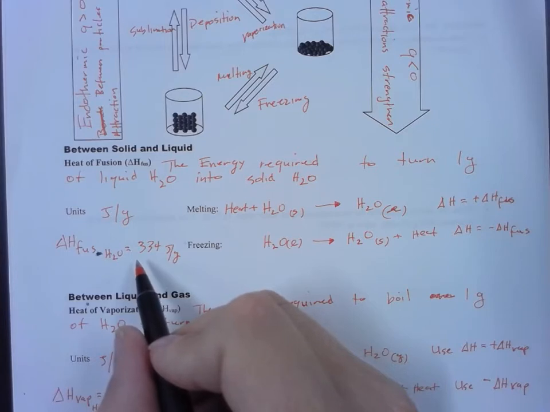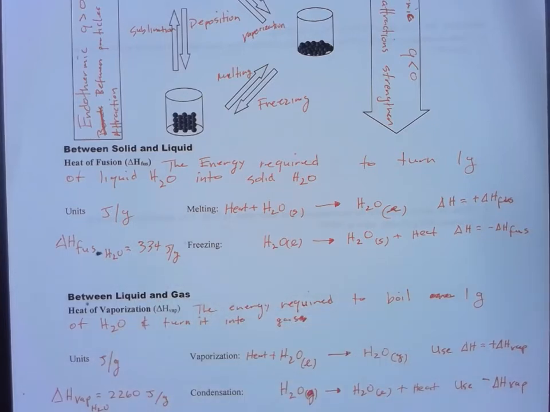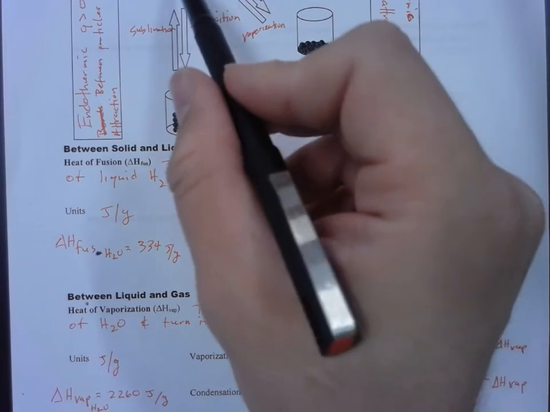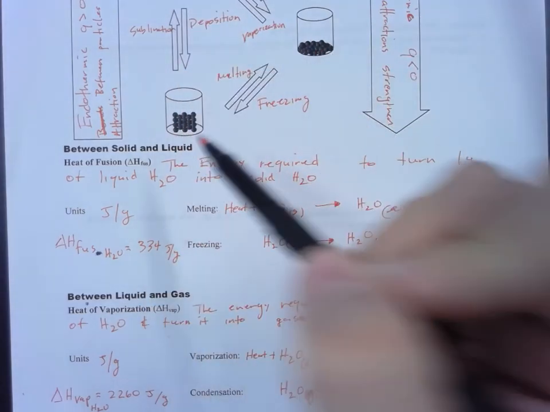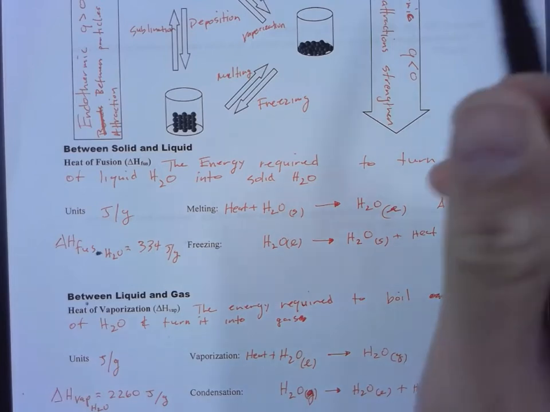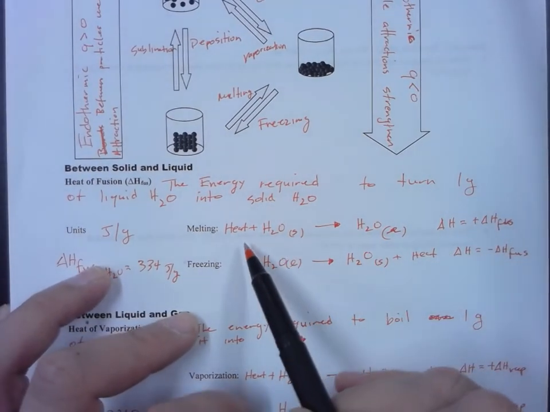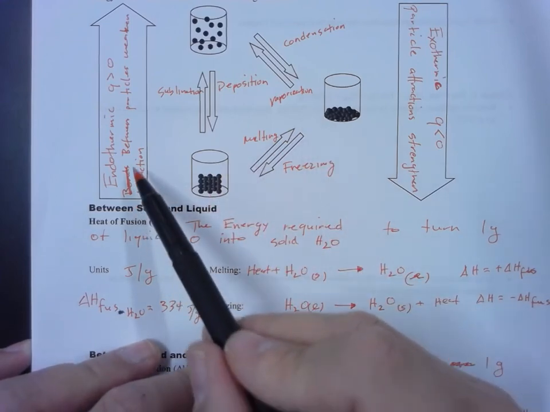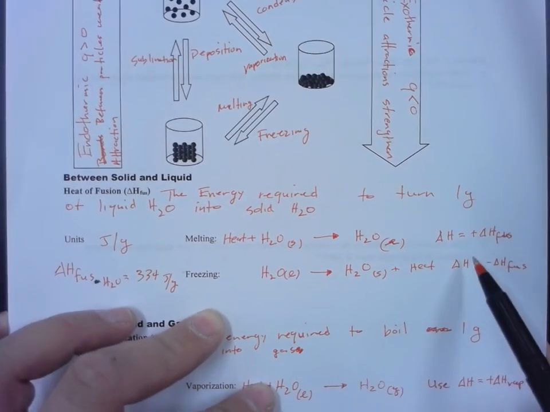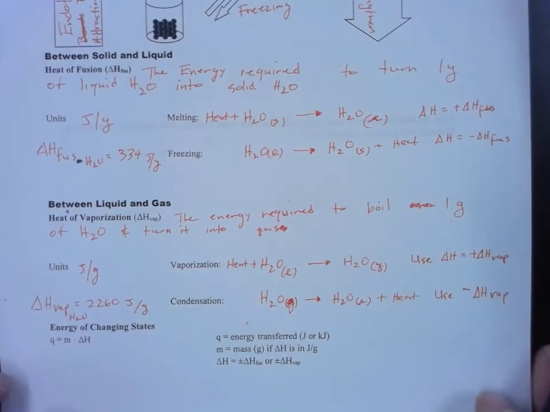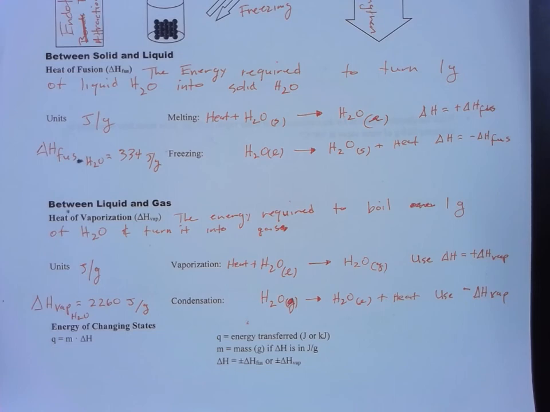So it's going to be negative 334 if I'm using it in a problem that asks you to calculate how much energy was required to freeze some water. And again, why am I using the negative value? Because I'm losing energy. When I go from liquid to solid, I lose energy. If I'm going from solid to liquid, I'm actually adding energy. So that's why this delta H is positive. In the next video, I'm going to show you how to solve some of these problems.